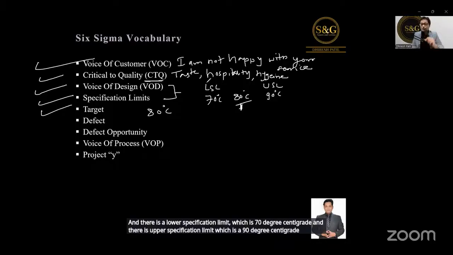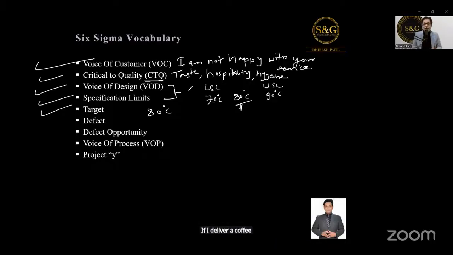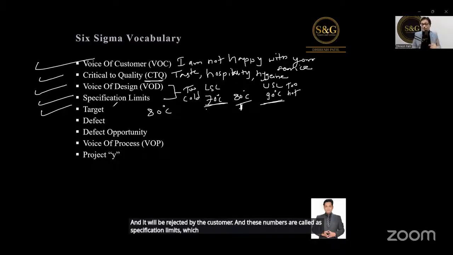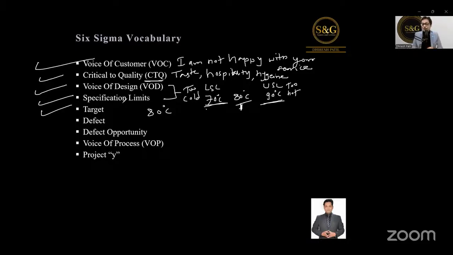If I deliver a coffee lower than 70, it will be too cold. If I deliver the coffee more than 90, it will be too hot, and it will be rejected by the customer. And these numbers are called specification limits, which are decided from the customer requirement. Are you clear? Just give me yes in the chat box.